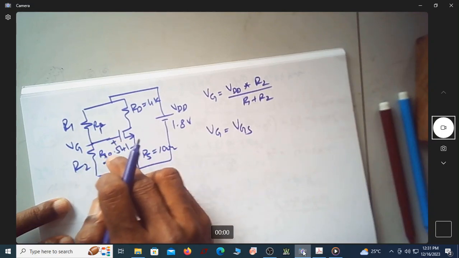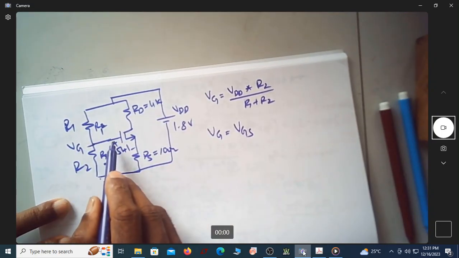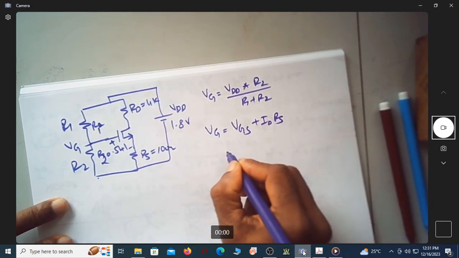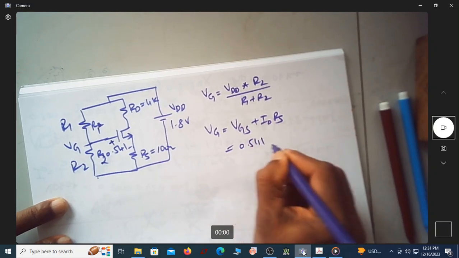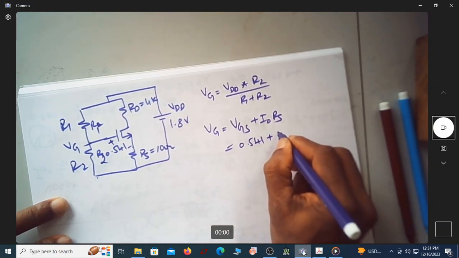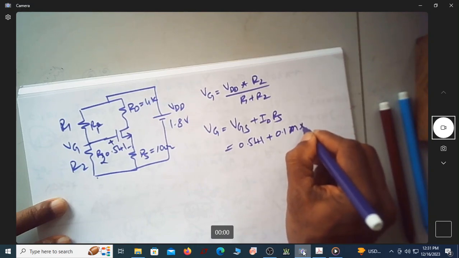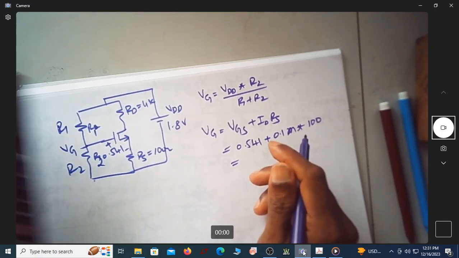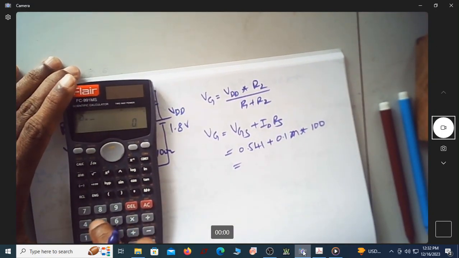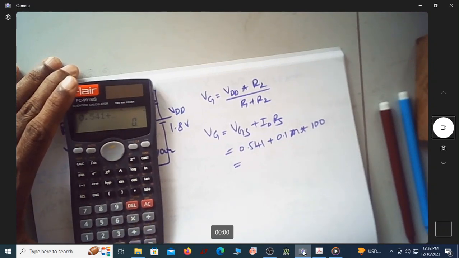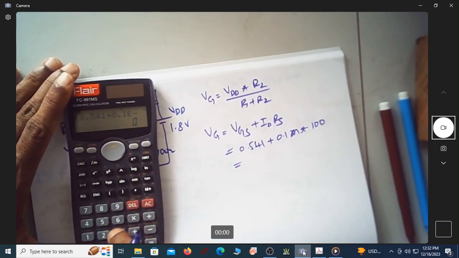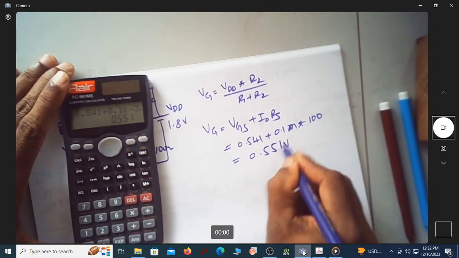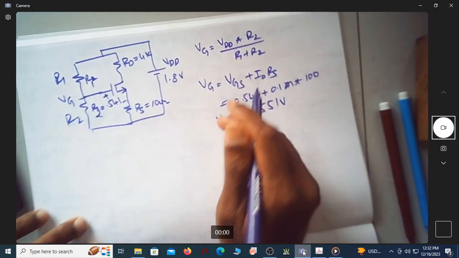Which is nothing but VGS. Write a KVL for this. VG is equal to VGS plus ID into RS. So this I know as 0.541 and this I know as 0.1 milliampere multiplied by 100 ohm. So how much is this now? 0.541 plus 0.1 times 10 to the power minus 3 into 100. Can you see now it is 0.551 volt. This is VG.